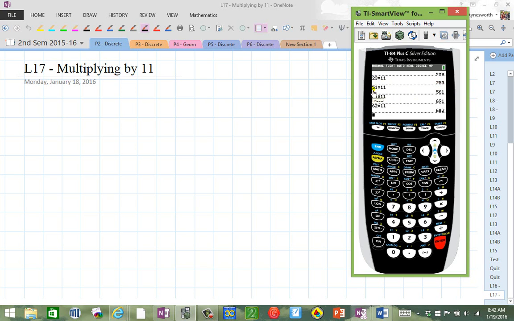And look at 51 times 11, it's 561. Well, if you look at the middle digits here, they're always the sum of the tens digit and the units digit. 2 plus 3 is 5. 5 plus 1 is 6. 8 plus 1 is 9. 6 plus 2 is 8. When you take a two-digit number and multiply by 11, you simply add the digits and insert the sum in the middle. And then the question is, what happens when the sum's bigger than 9? We'll talk about that in a minute.